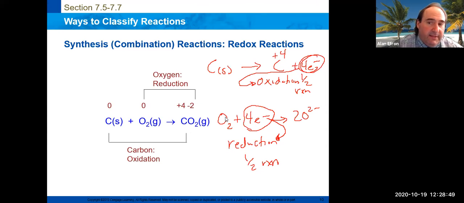So sometimes we could break this up even more specifically into what are referred to as half reactions. They're a half reaction because if you add them back together, they give you the overall reaction that is present in that particular case.